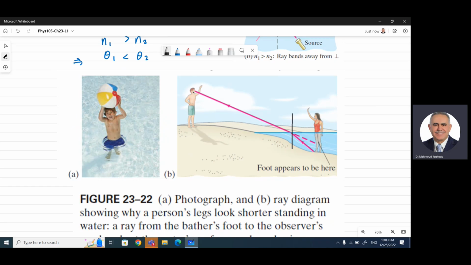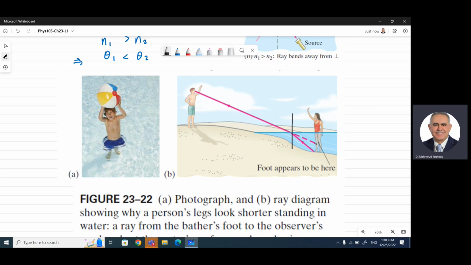So when you see the light ray over here, the refracted ray, what you will think is that the ray came from this point. Okay, you extend it back, you see that it came from this point. Instead of seeing the foot to be really at this depth, you really see it here. Whenever you see things in water, they seem to be shallower than they really are. So the foot is really over here and you think it's over here.